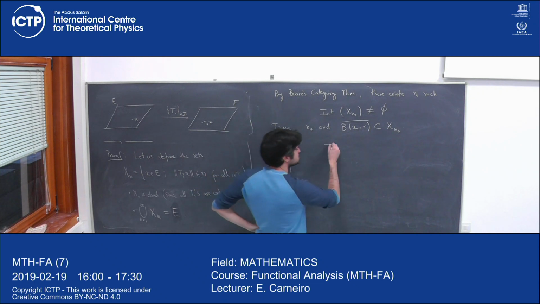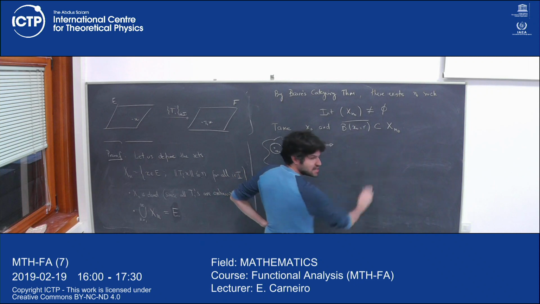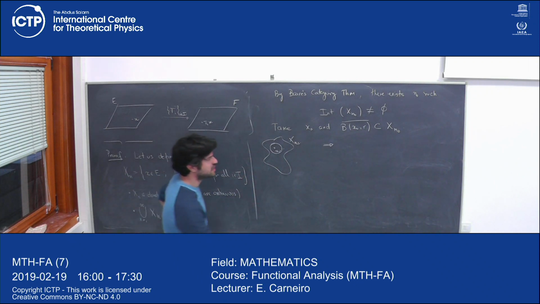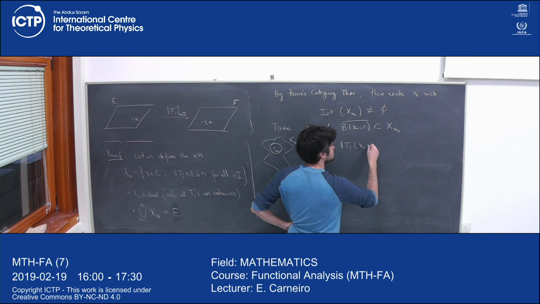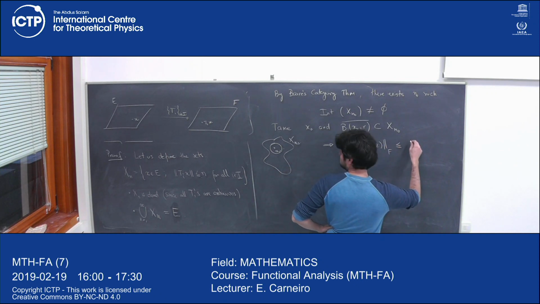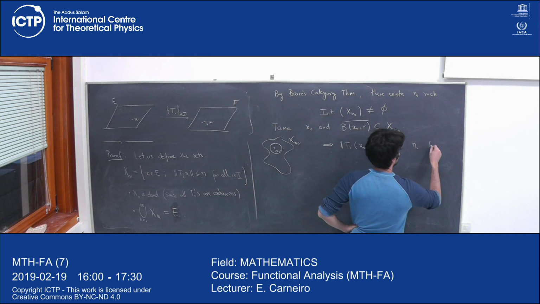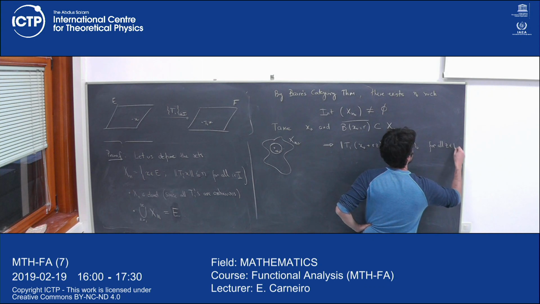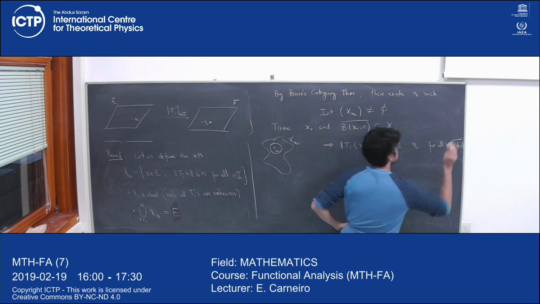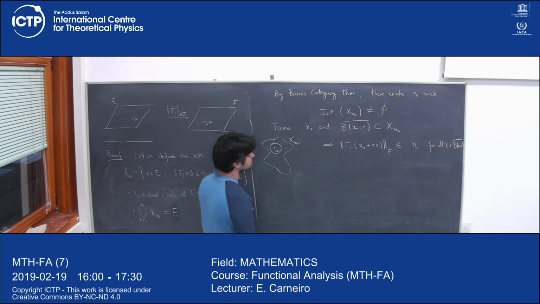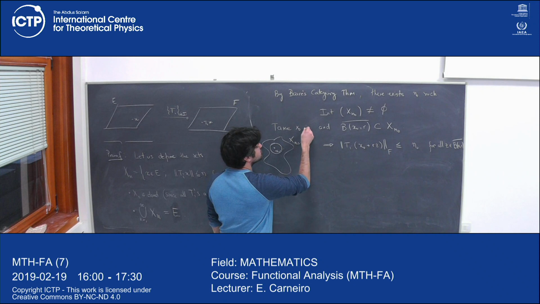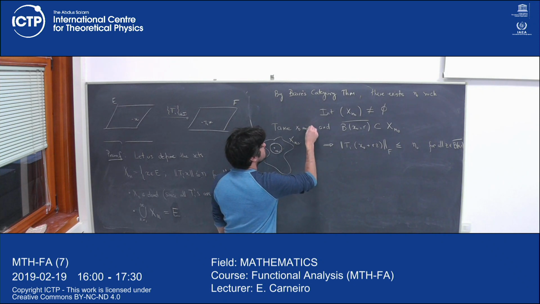Aha, but what does this mean? This means that, well, if this whole ball is inside this set, this means that the norm of Ti of x0 plus rz, this is the ball, right? In F is less than or equal to n0 for all z belonging to the ball of center 0, the unit ball, if you want. Right? With x0 and r.